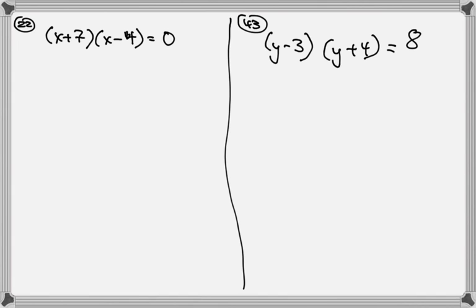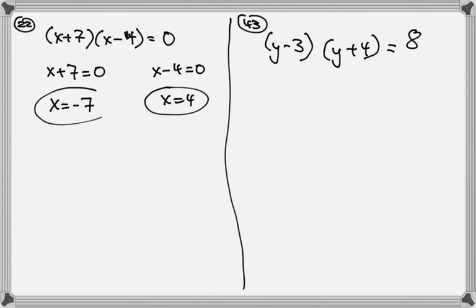And here is where students get it wrong. 22, I hope you're listening to me. 22, it's equal to 0, so all you do is set each factor equal to 0, and you get x equals negative 7, x - 4 = 0, x equals 4. You're done. You can't do that with 43. These are the answers that I see. y equals 3 and y equals negative 4. Not the case. Why not? Because it's not equal to 0, it's equal to 8 or whatever other number it is.